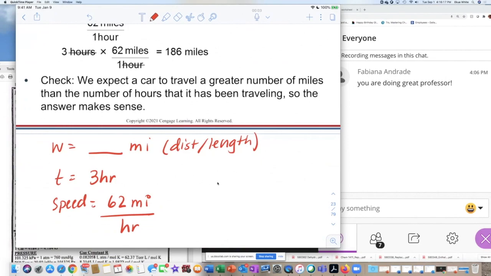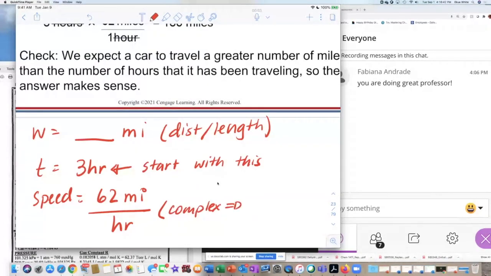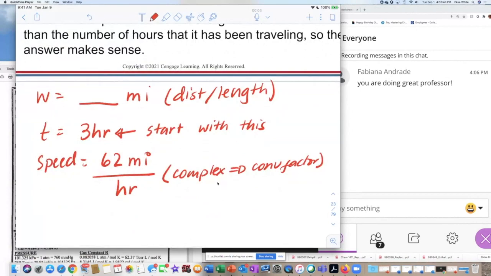The easiest thing to do is to start with a simpler number, the number that has the simplest unit. What I mean by simple here is the unit for this number is just hour. It's not hour over something or hour squared or whatever, just hours. So start here. Because this here is more complex, you can use it as a conversion factor. Plus the units are miles over hour, right?